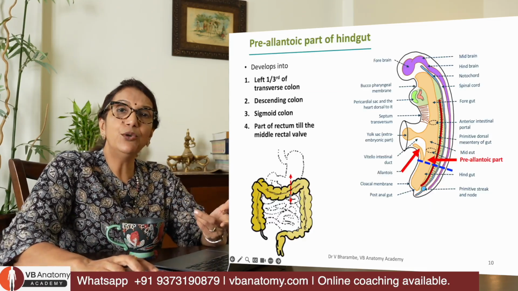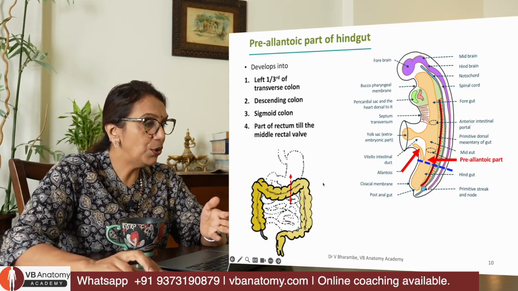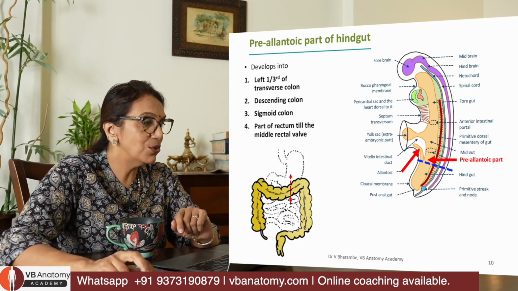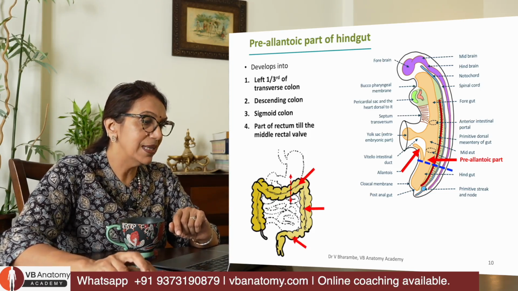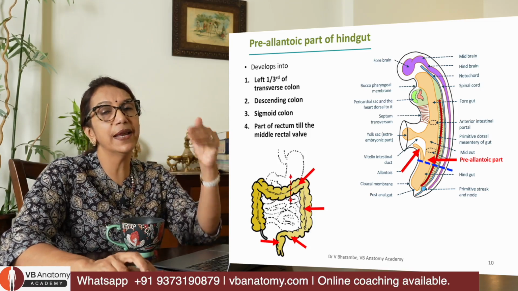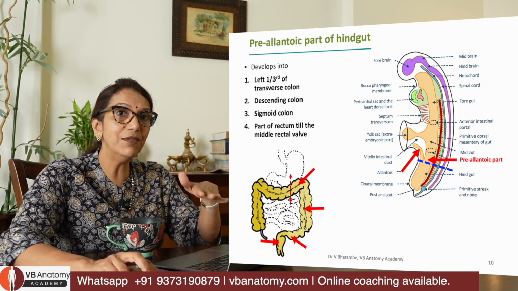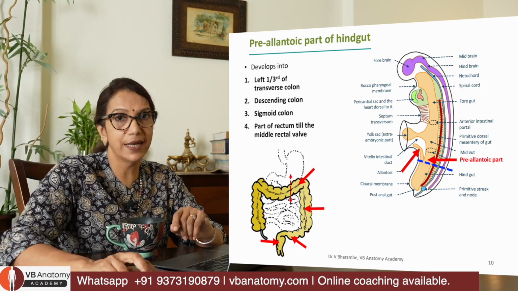So the pre-allantoic part of hindgut, what does it develop to form? Take a look at the developed diagram. It gives rise to left 1/3 of transverse colon, descending colon, sigmoid colon, and part of rectum above the middle rectal valve. You remember Houston's valves? So the middle valve, everything above that is pre-allantoic hindgut.